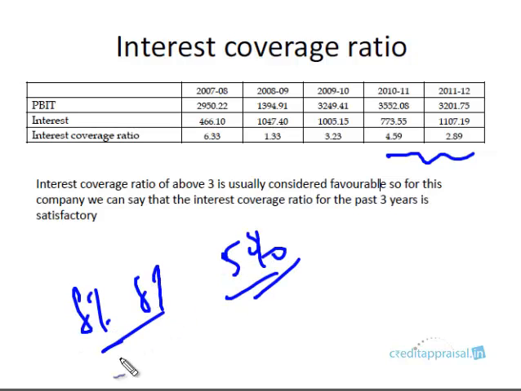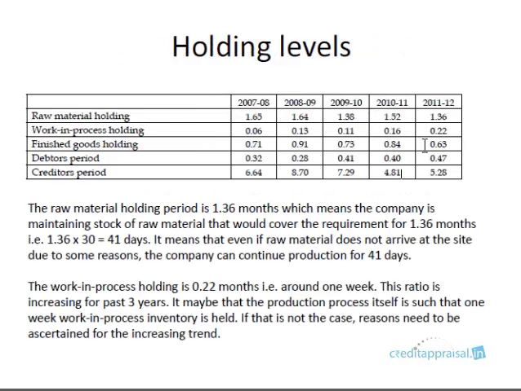Now compared to the last 2 years, it is around 8%. Okay, so this profit was less. Maybe that's why the interest coverage has come down. So nothing to worry about. I mean, around 3 is okay, right? You can calculate the holding levels for this company.